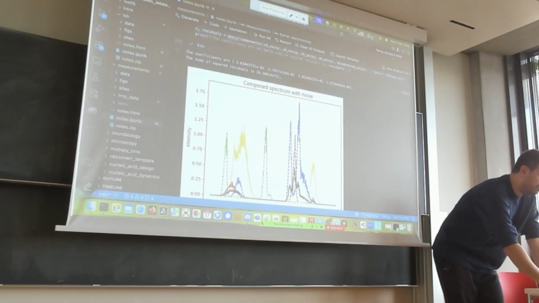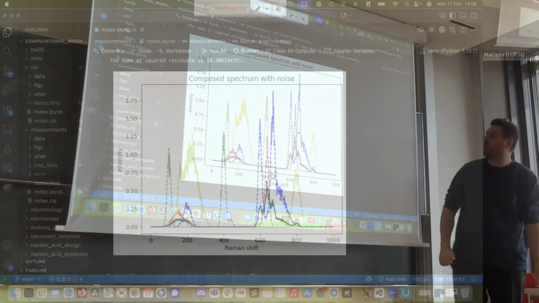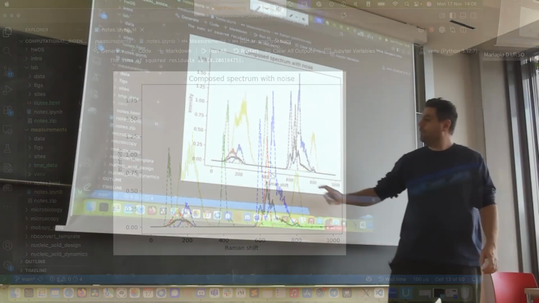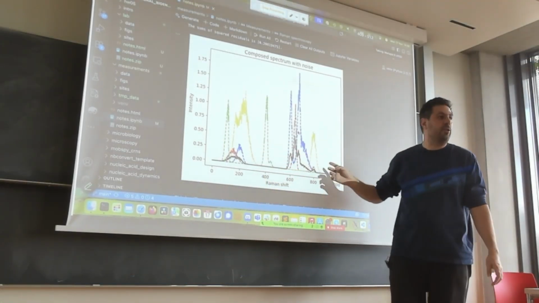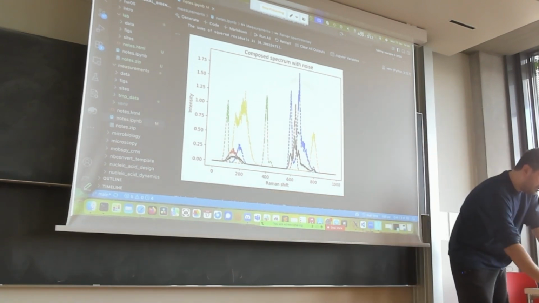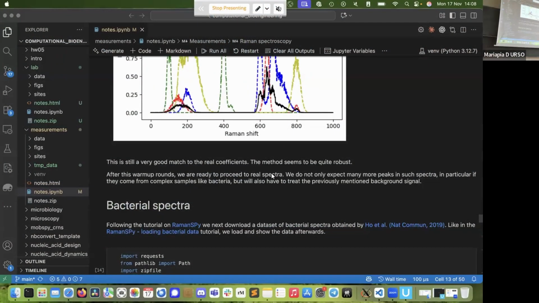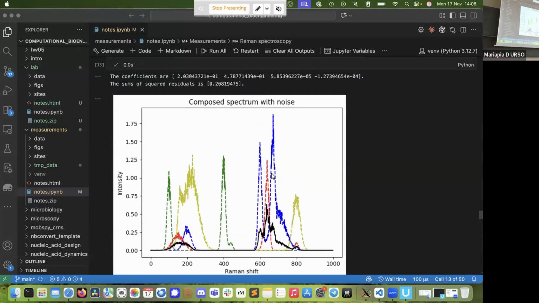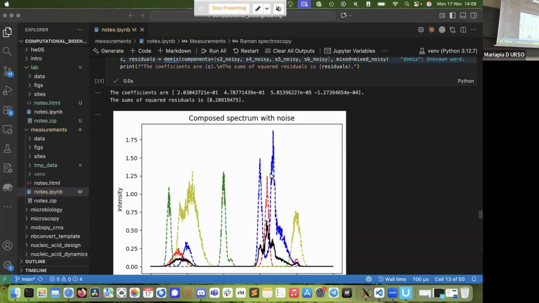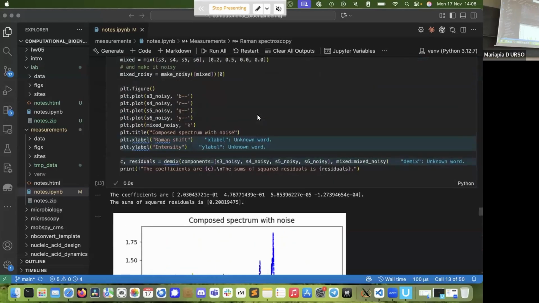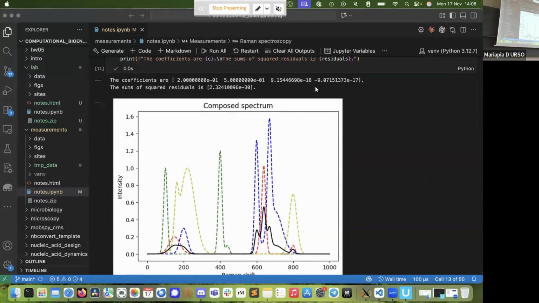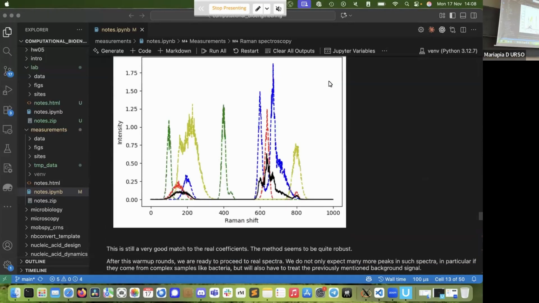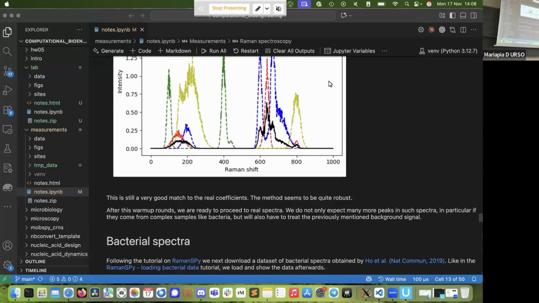Okay, let's get even more nasty. This is a composed spectrum with noise. We are assuming that all our spectra have noise, and the composed thing looks very noisy now. We can do that again. I think these coefficients were actually for this; we had even nicer coefficients for the noise one. So we were already showing the noise one. But still, it can do that.